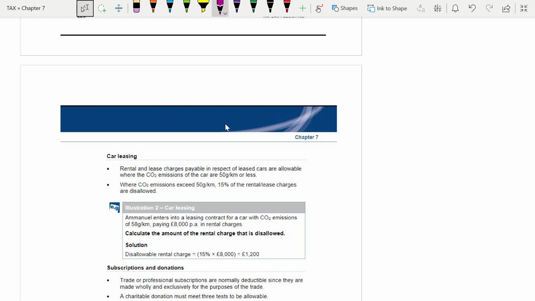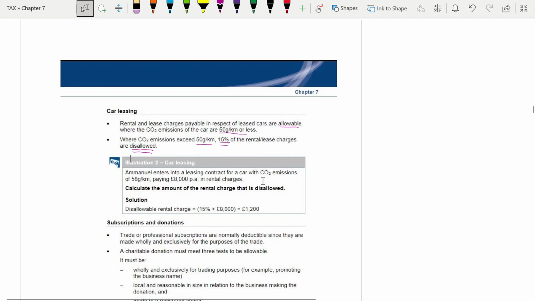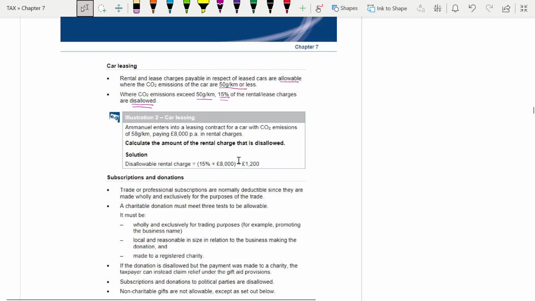Rental lease charges in respect of leased cars are allowable. Again, a rule applies: where carbon emission exceeds 50 grams of CO2, 15% of the rental lease is disallowed. For example, Emmanuel enters a leasing contract for a car with CO2 emissions of 58. Since 58 is more than 50, the disallowable expenditure is 8,000 into 15%.